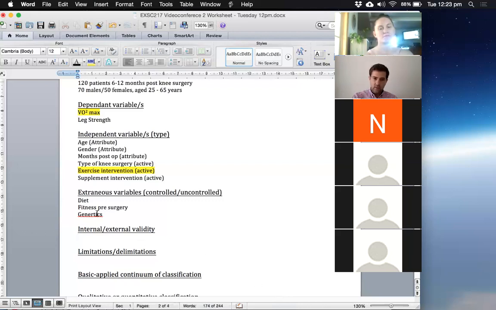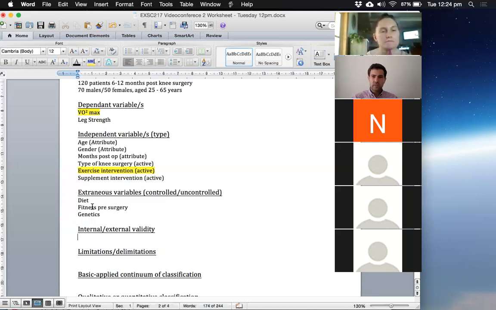So extraneous variables, you'll definitely get questions about that. Internal and external validity, and in particular the relationship between that, the extraneous variables, and the basic applied continuum. So you might get a question around whether controlling for more extraneous variables is going to increase or decrease our external validity. It's going to decrease our external validity the more we control for these extraneous variables, because we're less sure that the findings will be applicable to the outside world, because in the outside world we don't control for extraneous variables. Okay, they're all part of the picture.